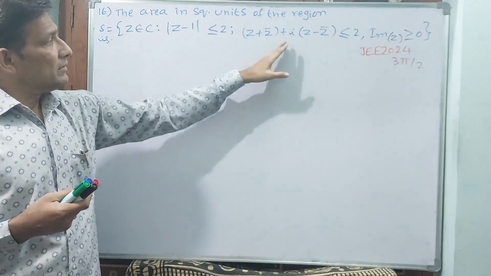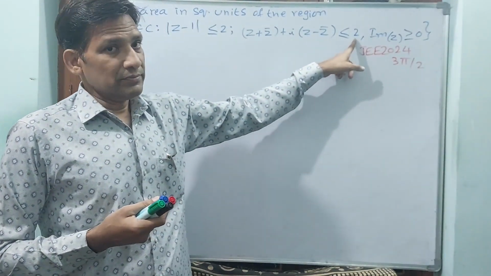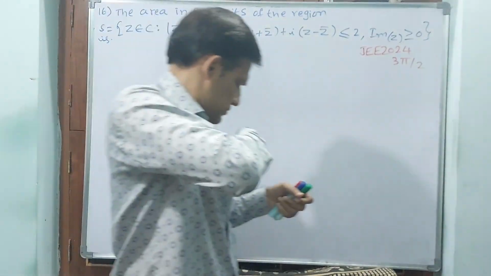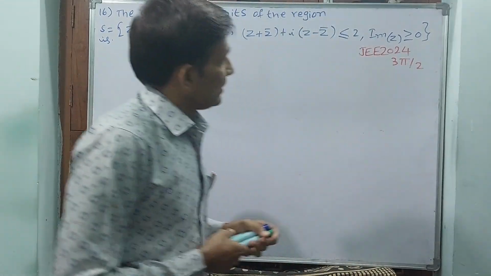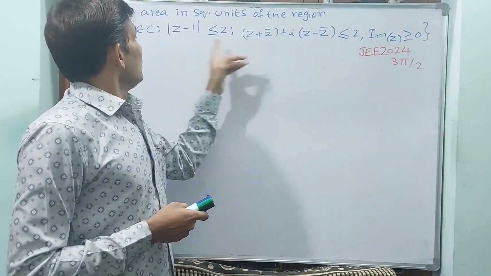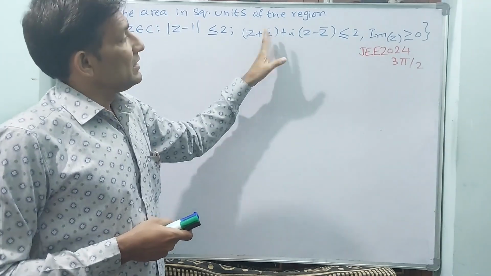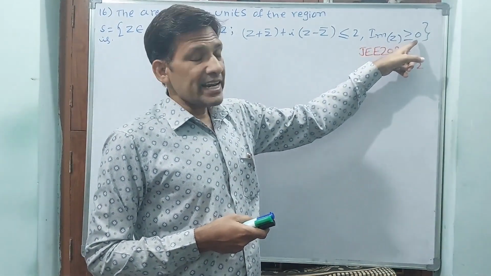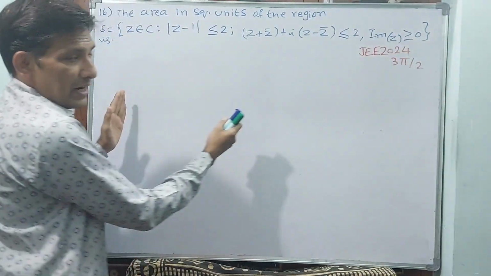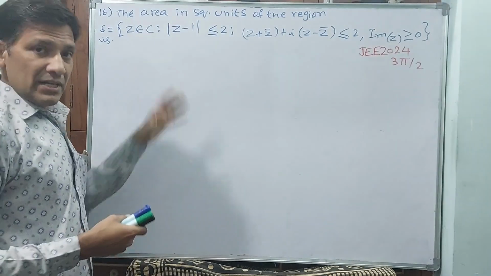z plus z bar plus i(z minus z bar) is also less than or equal to 2. One is a circle, another one may be a line. And see, the imaginary part of z is greater than or equal to 0, that is also one condition, where that area you have to take. And why? Because the area only you are going to find. That area you have to find.